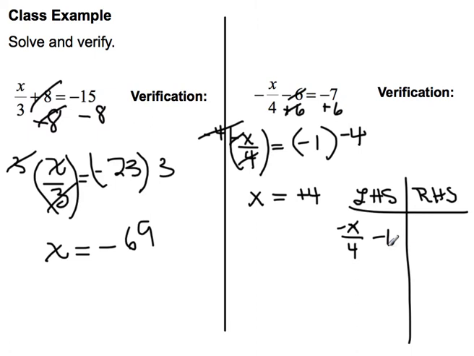Okay, so I get negative x over 4 minus 6 on the left-hand side of my original equation. I have negative 7 on the right-hand side. Now when I substitute this positive 4 in here, this negative changes it to negative.